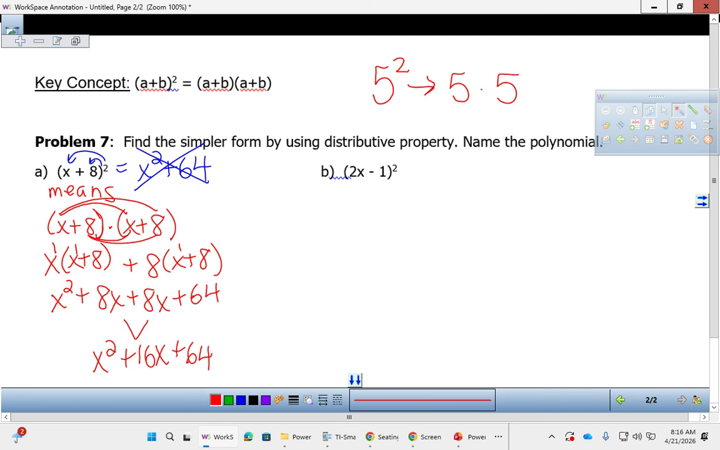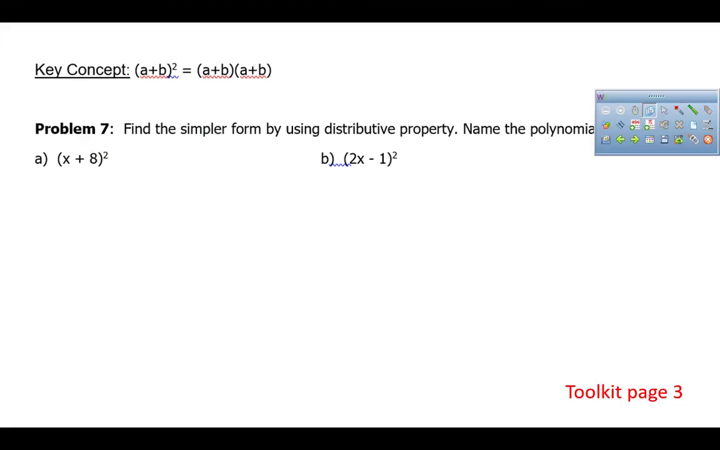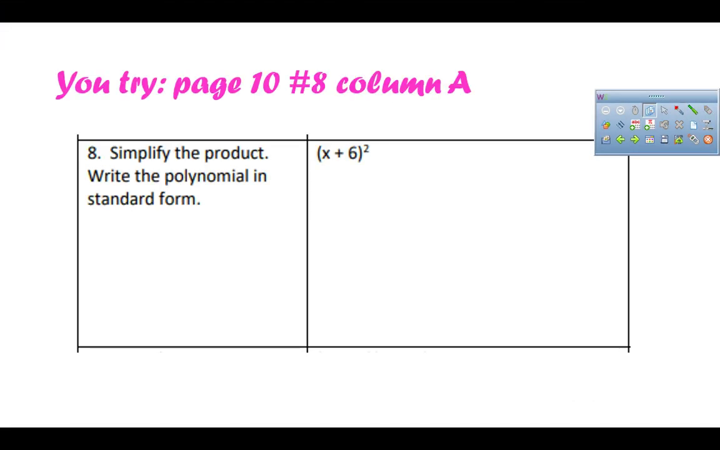Remember what it means to square something. It means I am writing it out twice. So write it out twice and then distribute. X plus 8 squared is not x squared plus 64. It is x squared plus 16x plus 64, all right? So head to page 8, or sorry, page 9 or 10. I forget which page it was. Page 10, and try number 8.